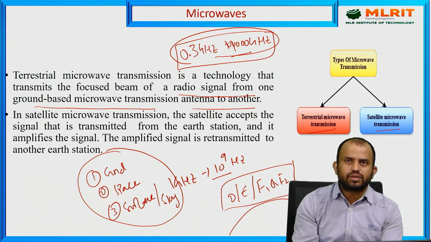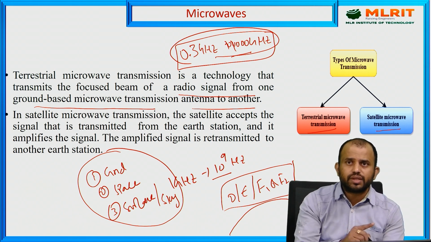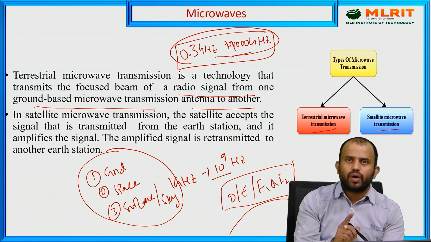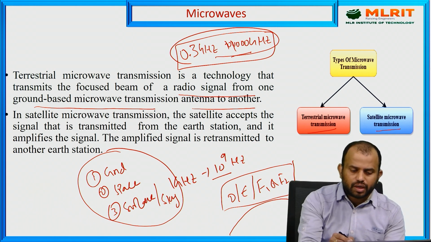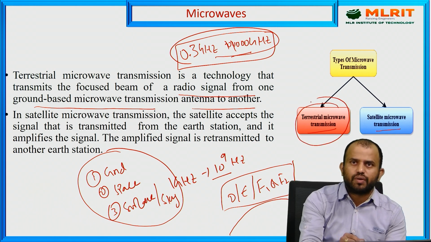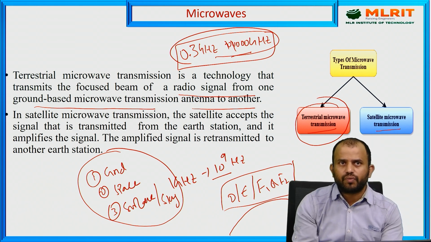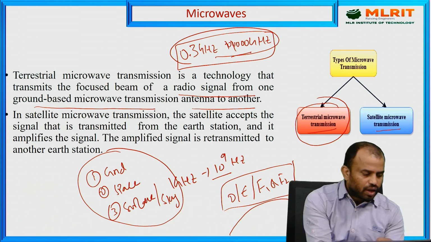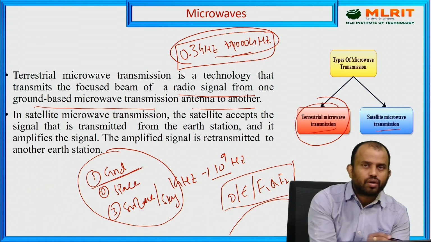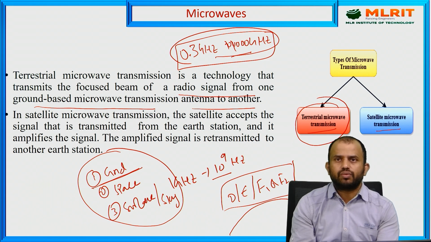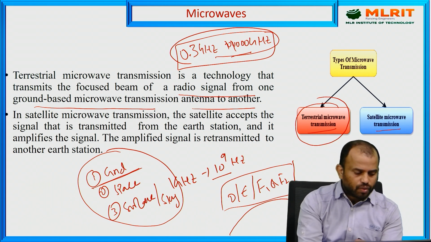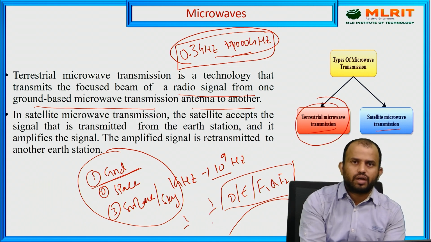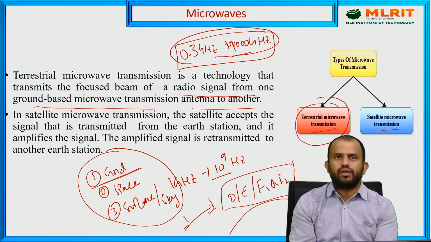So what is terrestrial microwave transmission? Here, the microwave frequency we produce is mainly focused as a radio signal at the ground based level, a ground level of propagation, where the signal is transmitted from one antenna to another antenna on the ground.